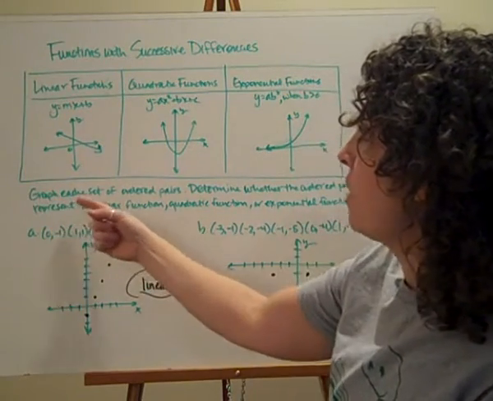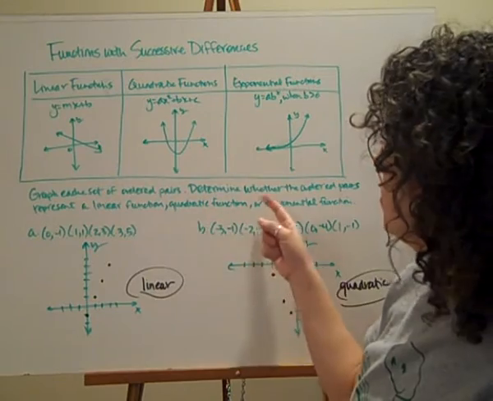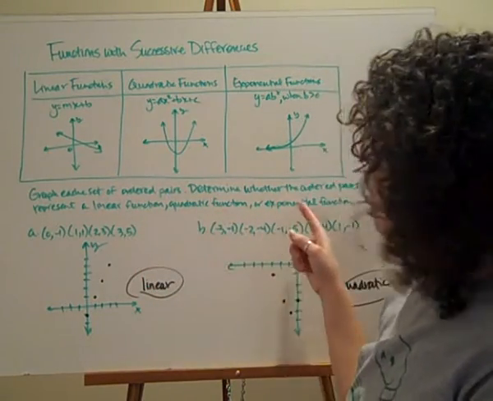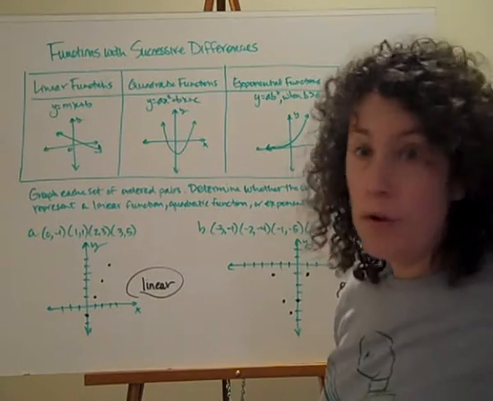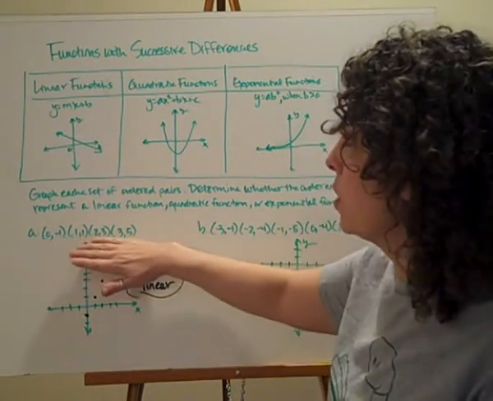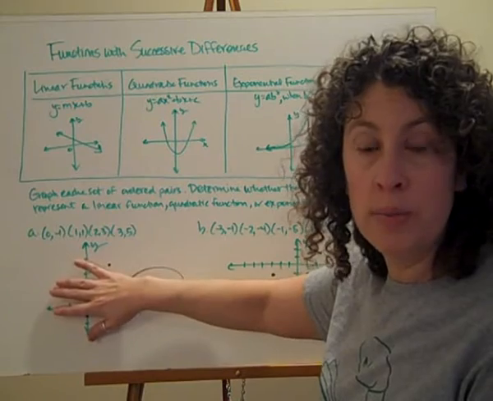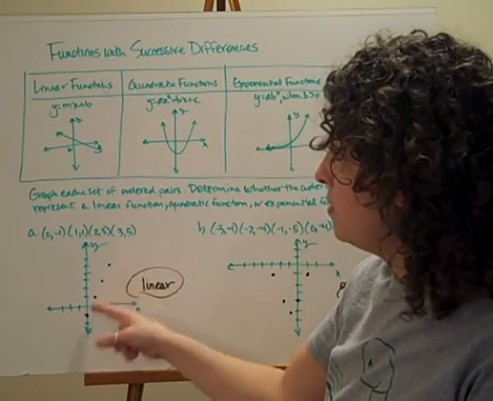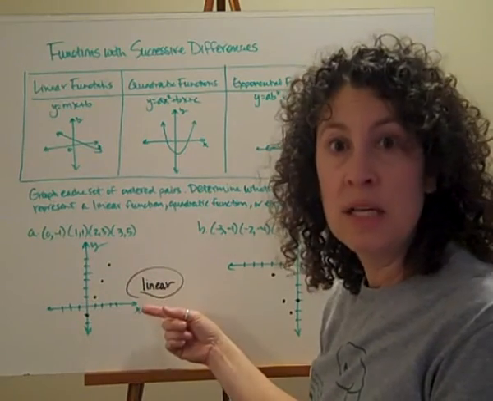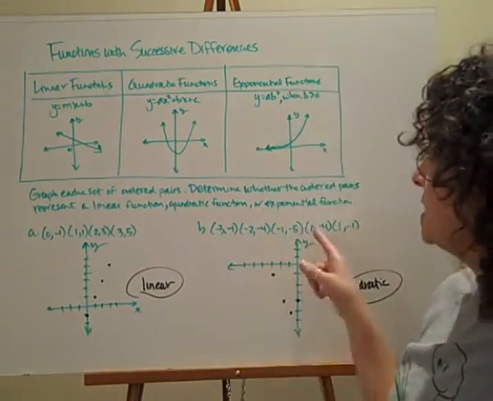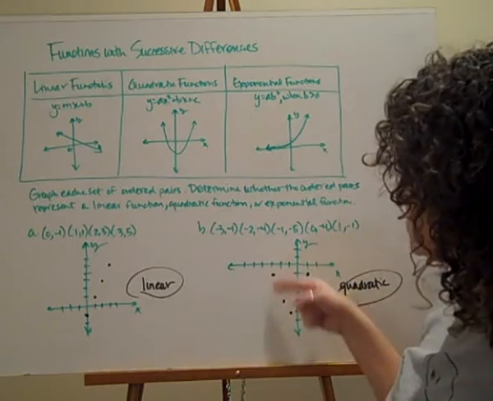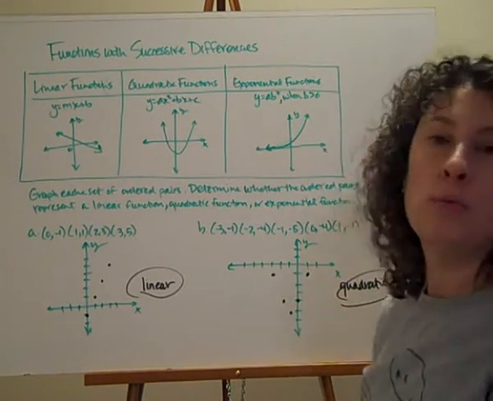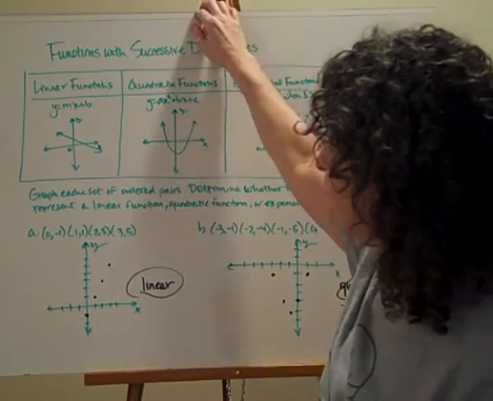What we're going to do is graph each set of ordered pairs and determine whether they represent a linear function, a quadratic function, or an exponential function. Pretty straightforward, we're not doing anything fancy here. Take your ordered pairs, plot them on a coordinate plane, and see what pattern you find. When I plot these ordered pairs, I end up with a very straight line, so this is a linear function. My second set of ordered pairs, when I graph those, I see that parabola shape showing up, which makes a quadratic function.